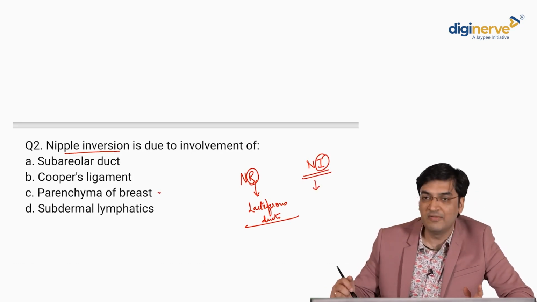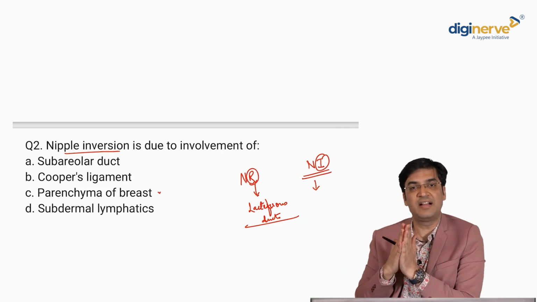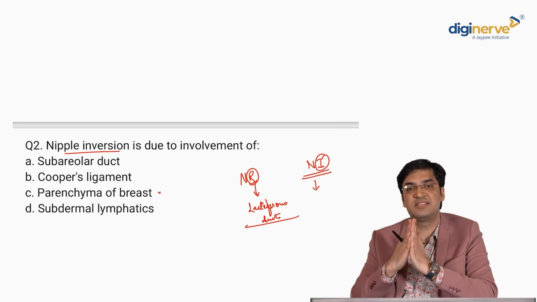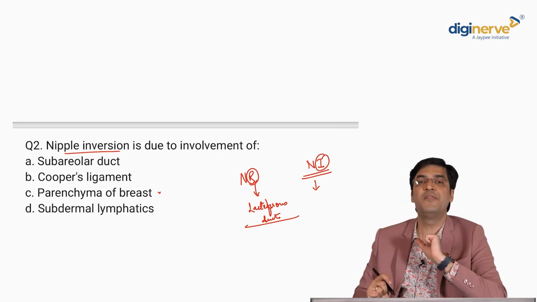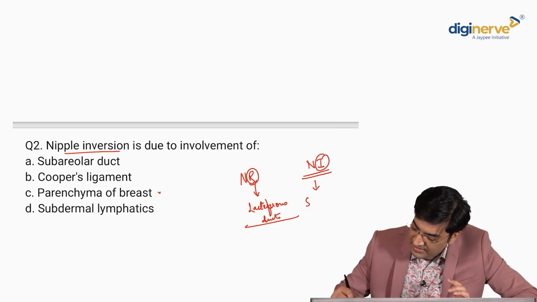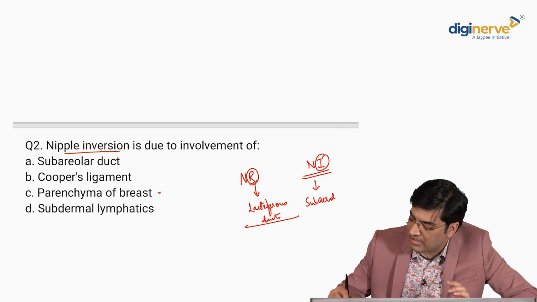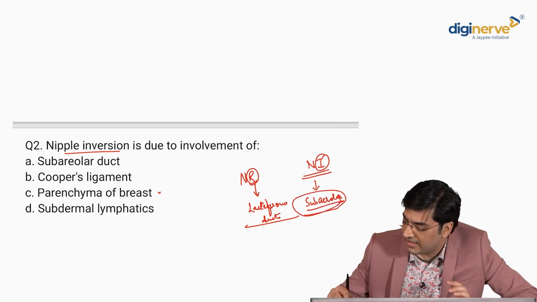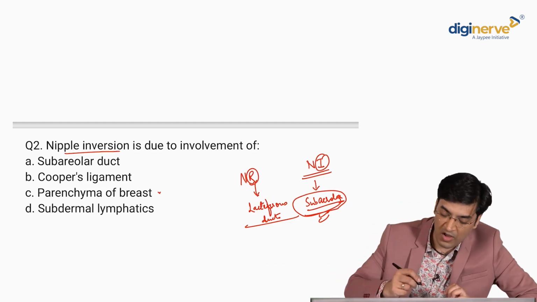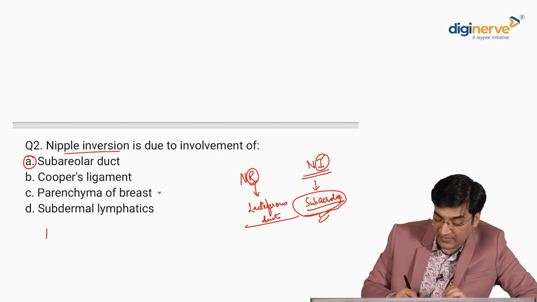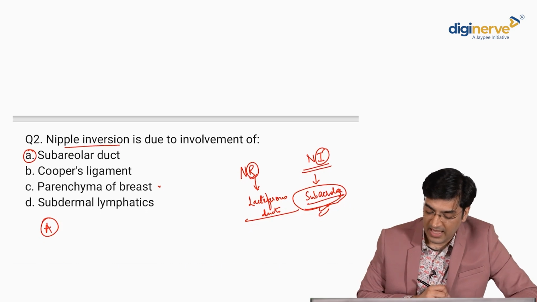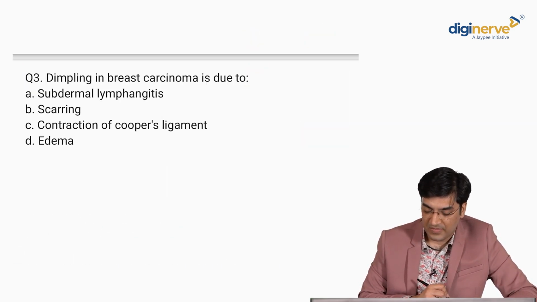What happens in inversion? We said that the lactiferous ducts were not able to reach the surface, or the elongation of the lactiferous ducts was defective. Therefore, what happened? They remained subareolar. This is what we had read, that the ducts remained subareolar, and this was what was responsible for nipple inversion. So the answer to this question is A, that is subareolar duct. Okay, all right. Next question.